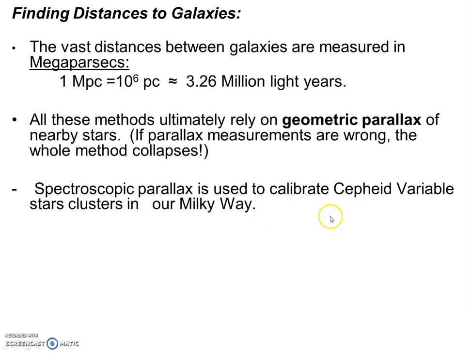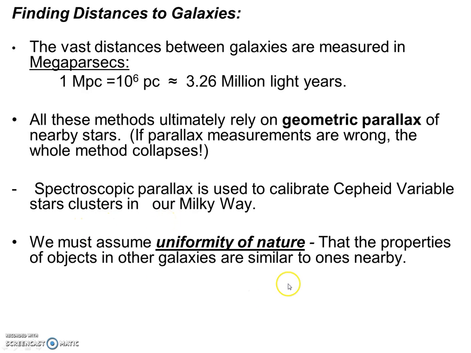Spectroscopic parallax has been used to calibrate Cepheid variable stars in clusters in our Milky Way. And what we have to do is assume a uniformity of nature. In other words, if we're going to use Cepheid variables within our galaxy, we also have to think that they're the same in other galaxies. We don't think, for example, that Cepheid variables in the Andromeda galaxy are different than Cepheid variables in the Milky Way. We really just have to do that. We have to kind of say, look, we're stuck with doing that, and we don't see any reason why they should be any different.